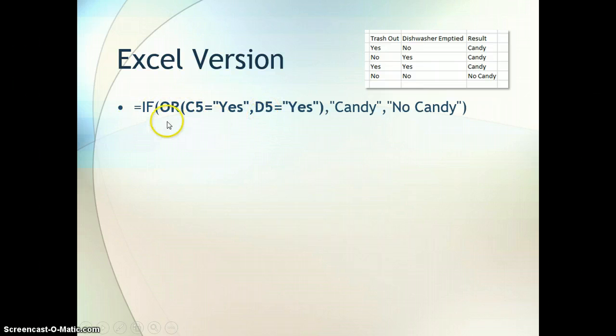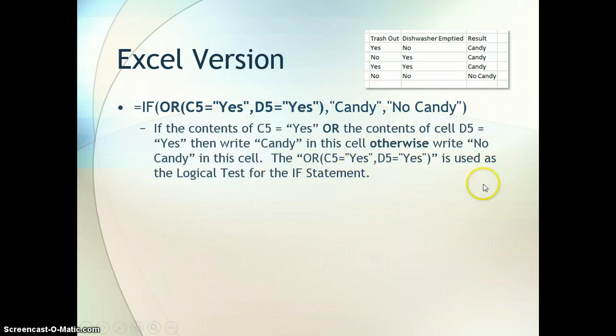And this is it here. All we've done from the AND statement is change this word to OR. So it's saying that anywhere in my logical test, if either that one is true, or that one is true, or any other number that you put in there is true, any one of them has to be true, and you get to display candy in the what to do if true area. They all have to be false to say no candy. So if the contents of C5 is yes, or the contents of D5 is yes, then you can write candy in that cell. Otherwise, write no candy.